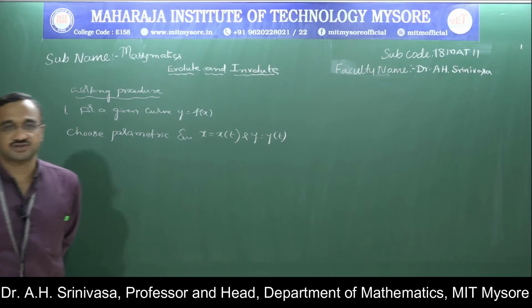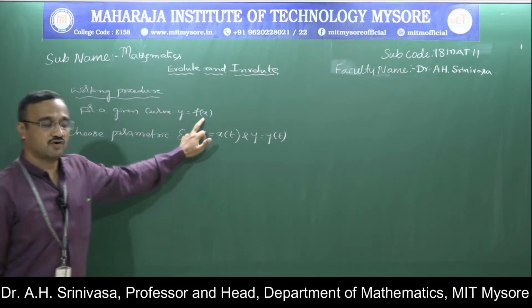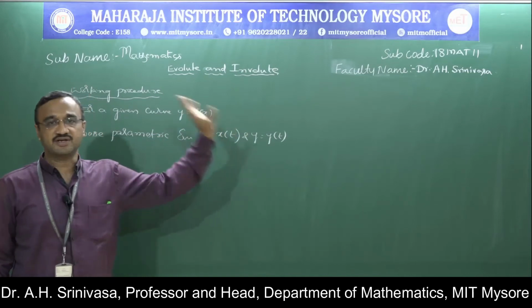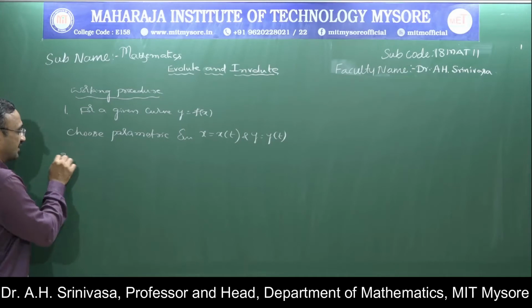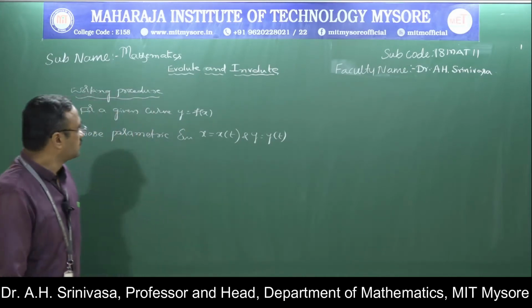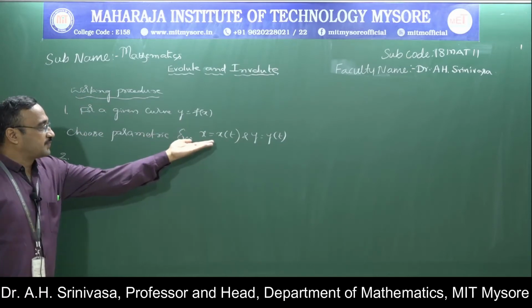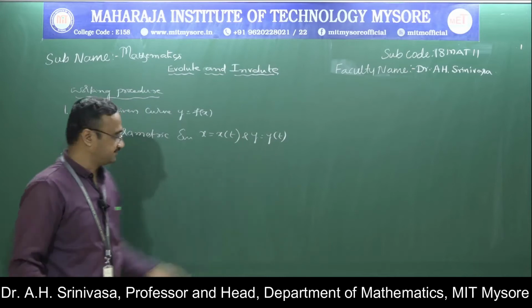So this is the first procedure. For a given curve, you have to change the given curve y equal to f of x into the form of a parametric equation. This is the first procedure to find out the evolute and involute. The second procedure is, using this parametric equation, we have to find out the derivative of the function.